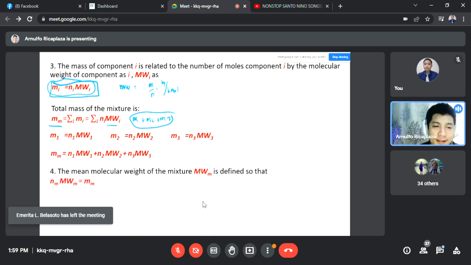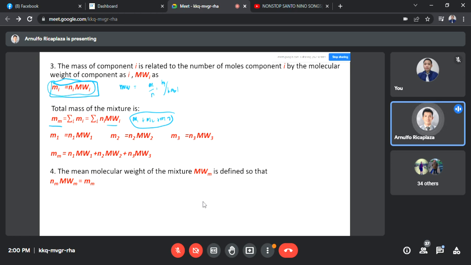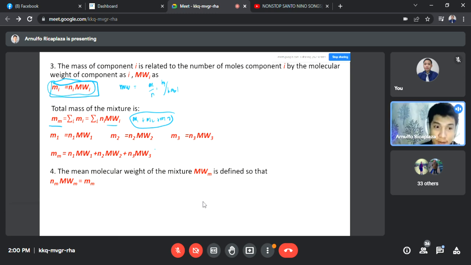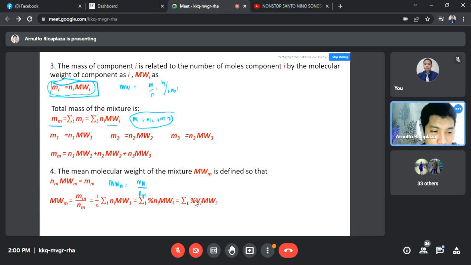The fourth one is to find the molecular weight of the mixture. It is defined the same way, but your N is the mixture, or the total number of moles, and for the molecular weight it is also the total, and of course the total mass, so NMWM is equal to MM. If you rewrite it, the molecular weight of the mixture is equal to the mass of the mixture over the number of moles of the mixture.